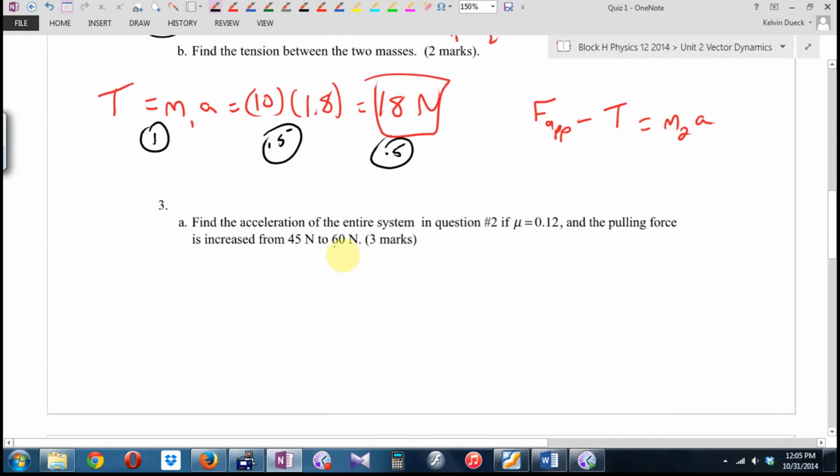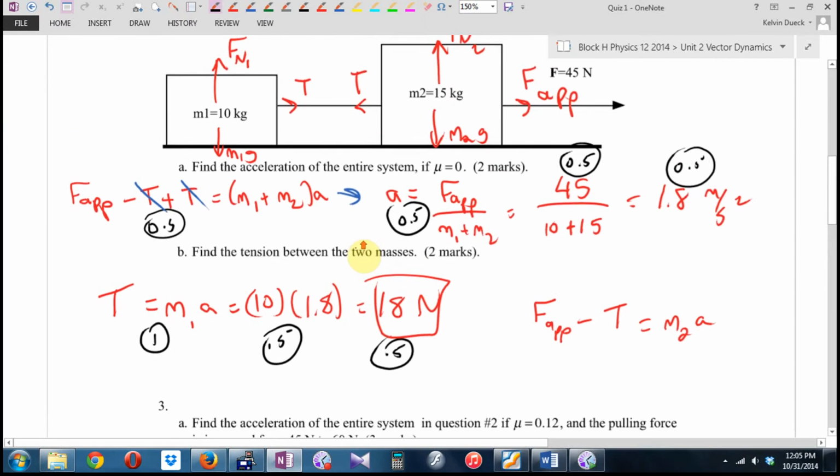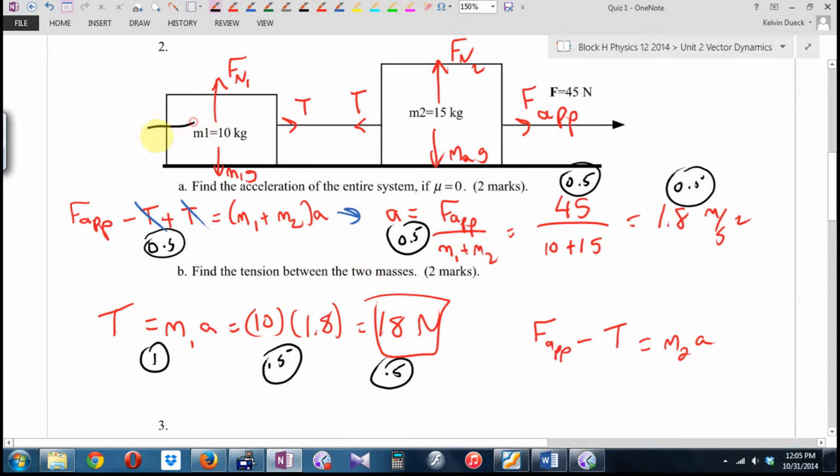Number 3, repeat, but this time with friction. Oh, and the applied force is increased to 60. Why? Because 45 wasn't enough to get it moving, which made it a pretty boring question. Turns out when you added up both of the frictions, they added up to more than 45. Okay, so I would then add friction force 1 and friction force 2. That arrow really looks like it's slanting up, which is not good. Let's try that again. That's better.